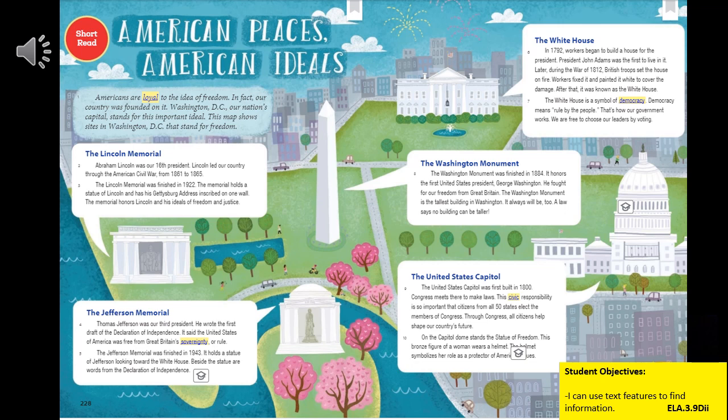Here's another question for you. What are the graphic features that you see on this page? If you answered the following, you are correct, and that is a map, small icons or symbols on a map, and illustrations. And last question, why do you think the author included the map on this page? The author included the map on this page to help readers understand where each of these places is located in Washington, D.C.